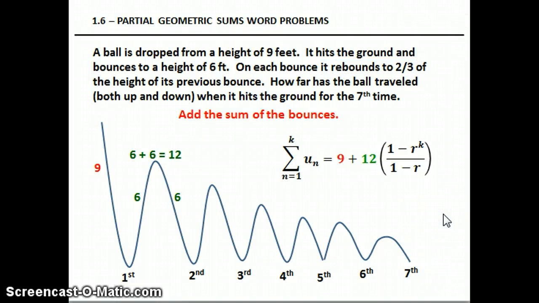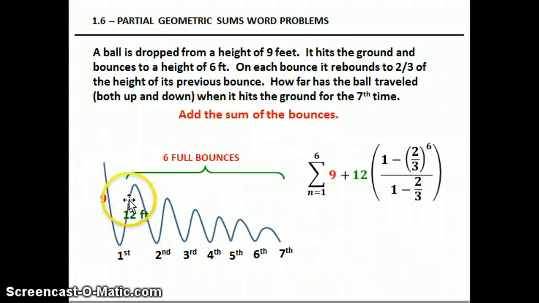Then we need to figure out k. Well, how many bounces are there? We need to know how many bounces there are by the time it hits the ground 7 times. So if you count them up, you can see that there is 1, 2, 3, 4, 5, 6 full bounces when it hits the ground the 7th time.